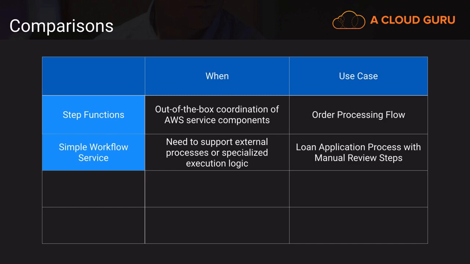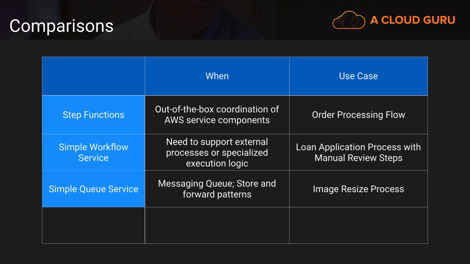So when we would use it is if we need to support some sort of external processes, or maybe some ultra specialized logic that's not neatly contained within the AWS landscape. An example of this may be a loan application process where we have certain manual review steps, and maybe those steps take maybe 2 weeks to accommodate. Not saying they can't be done with step functions, but just generally speaking, Amazon tries to steer people towards Simple Workflow Service when there's manual intervention required, or some sort of external processes that maybe are beyond the scope of AWS.